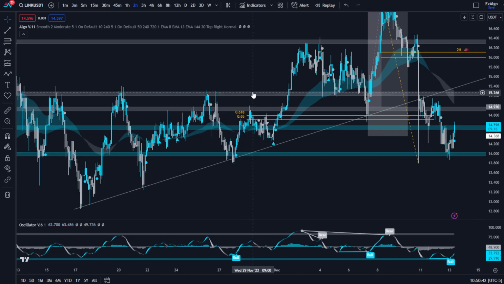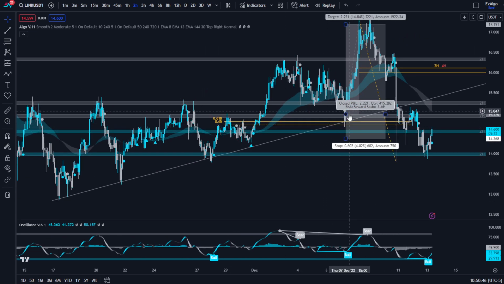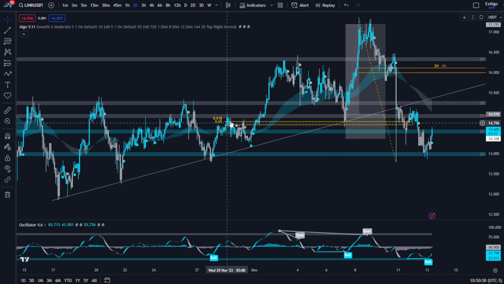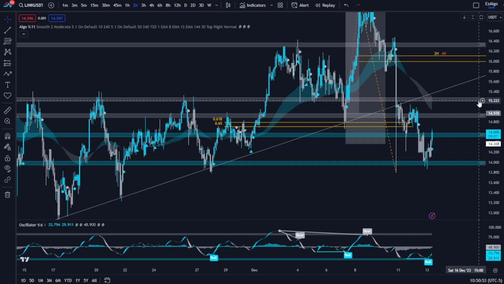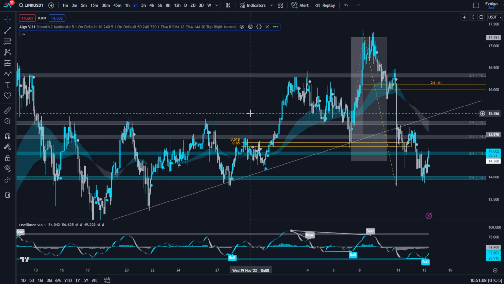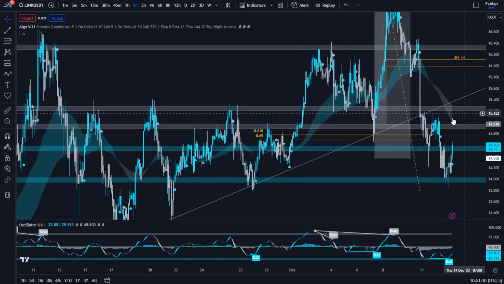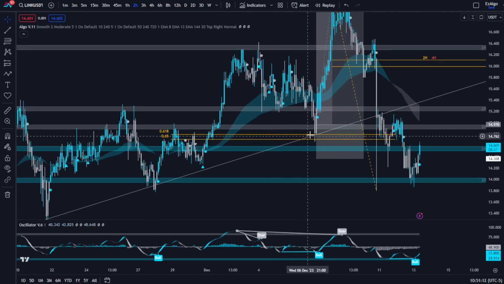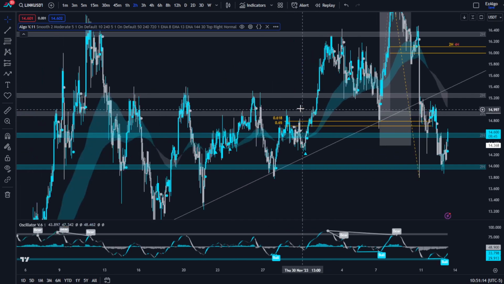So anytime I enter a long position, I want to see a retrace to at least the golden pocket, right? I only take trades if price is at or below the 618 Fibonacci retracement level. And that's one of the main rules I've stuck to for the longest time. But I don't just want to randomly take a trade at the golden pocket. I need to see some other confluence.